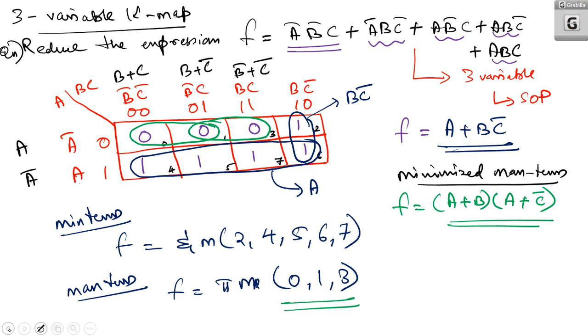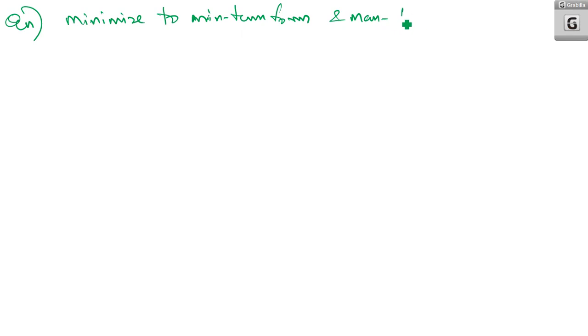Okay. So coming to one more question in this lecture. Minimize the min term form and max term form. Okay. So we need to go with minimized min term and minimized max term, as well as we can write the min term and max term.